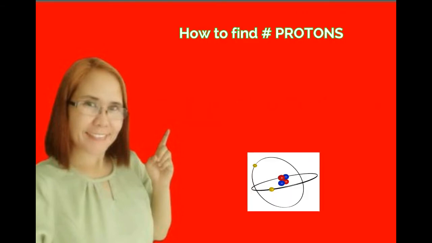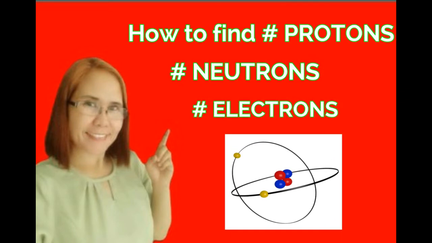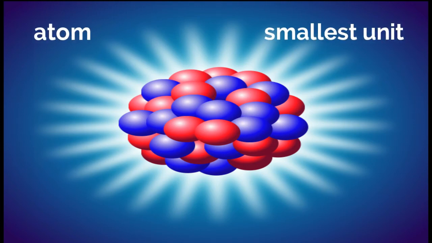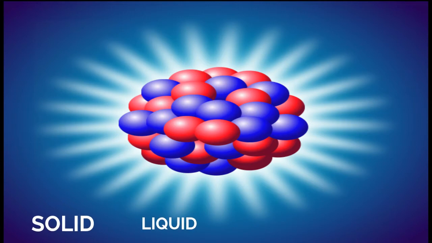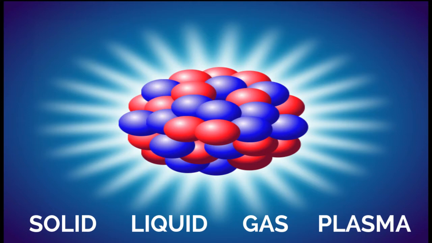Today, we're going to find the number of protons, neutrons, and electrons of an atom. We all know that an atom is the smallest unit of ordinary matter that forms a chemical element. Every solid, liquid, gas, and plasma is composed of neutral or ionized atoms. Atoms are extremely small, typically around 100 picometers across.